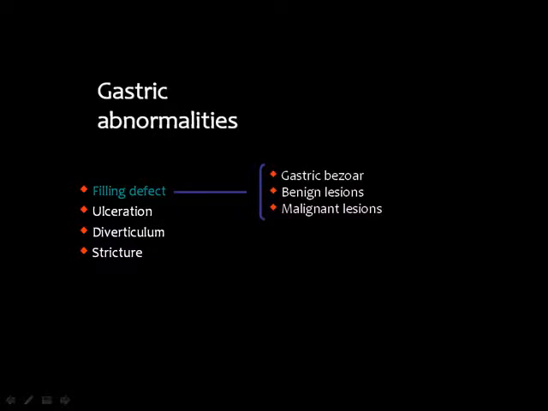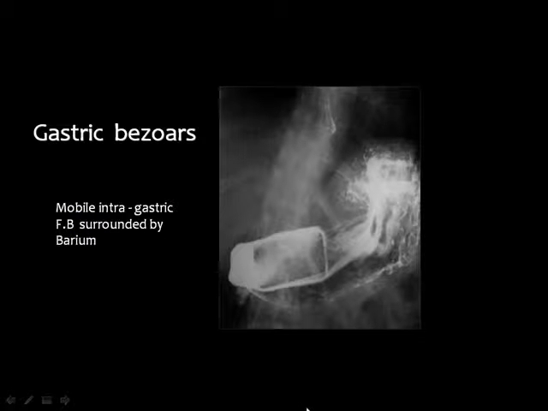Then we came to the filling defects, and they are usually due to benign or malignant lesions and also due to foreign bodies, which are known as gastric bezoars. And this is an example of a gastric bezoar where you can see a foreign body in the stomach. Can you predict the nature of this foreign body?